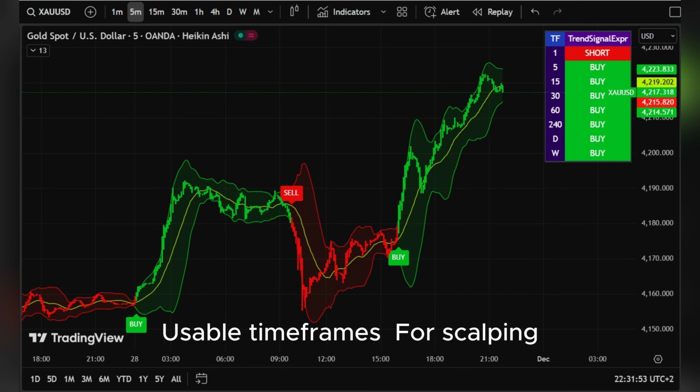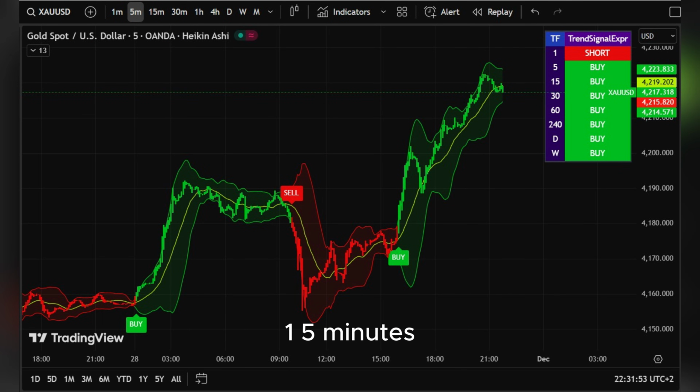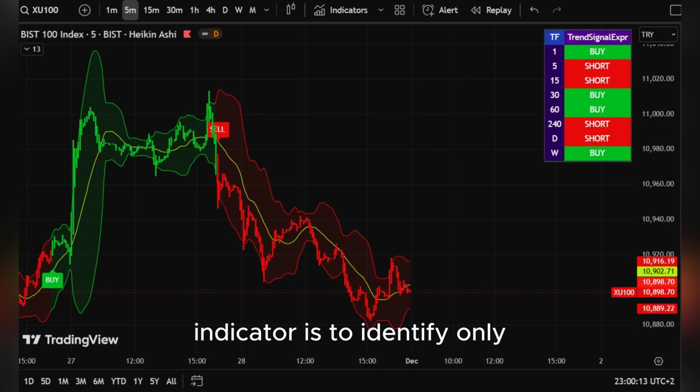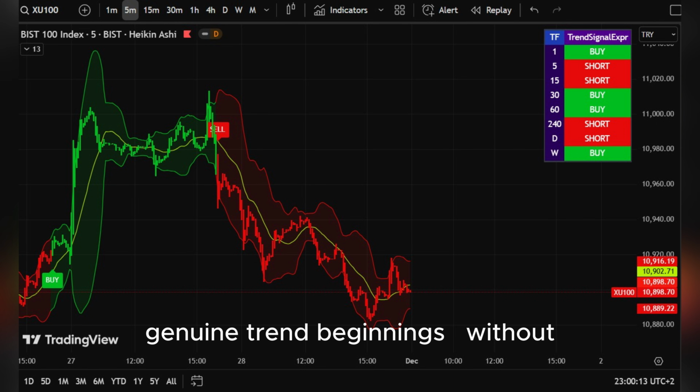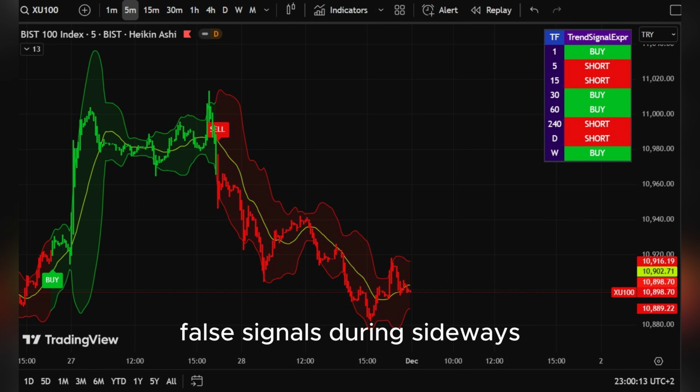Usable timeframes. For scalping, 1 to 5 minutes. For day trading, 5 minutes, 15 minutes, 30 minutes. For swing trading, 1 hour, 4 hours, daily. The most popular timeframes are the 5 and 15-minute charts. The goal of the indicator is to identify only genuine trend beginnings, without false signals during sideways phases, and to provide clear, timely exit signals when the trend starts to weaken.